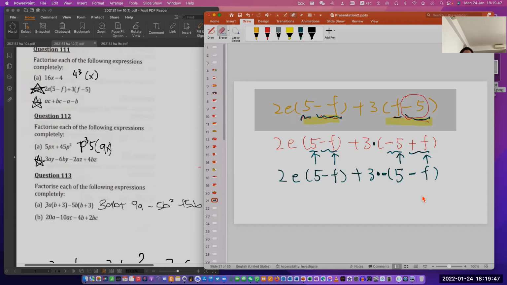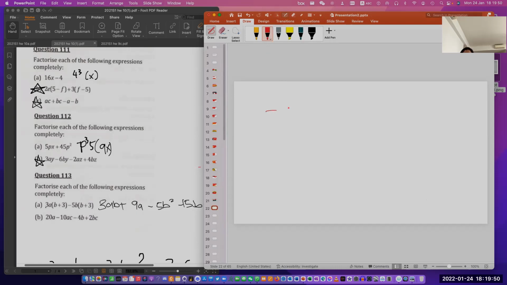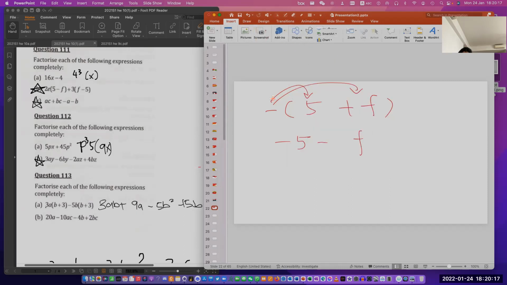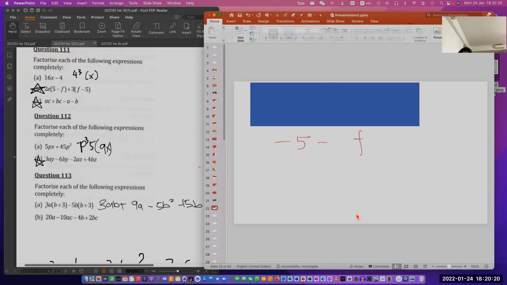Okay. So now we can do one similar question. Now the minus sign is out of the bracket. So what do you have? For the first arrow, minus 5. What do you have for the second arrow? Minus plus f. So minus plus minus, you get minus 5 minus f. Okay. Now let me cover the original. What do you end up with if you take the minus sign out of the bracket?